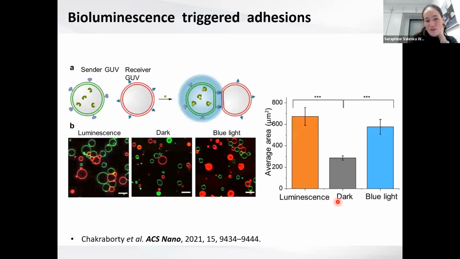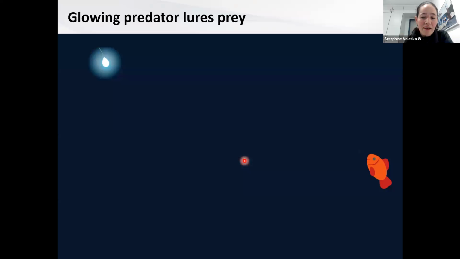So we then can, of course, use this to, again, mediate adhesions between sender and receiver cells. And we can see that when the sender cells produce luminescence, we get, again, aggregates of sender and receiver cells. And this is not happening in the dark, and it also happens under blue light, which we use as a positive control. And now we were inspired by the anglerfish.